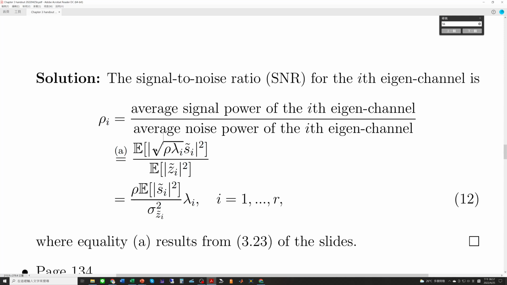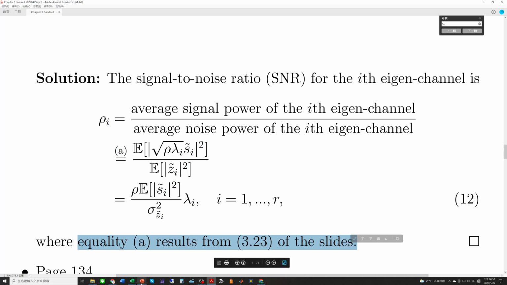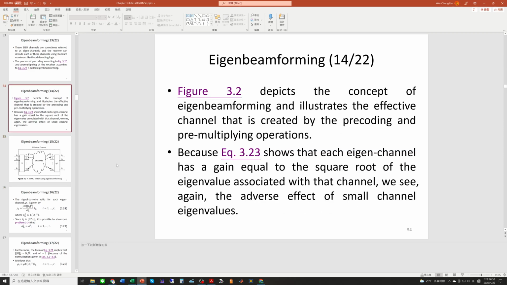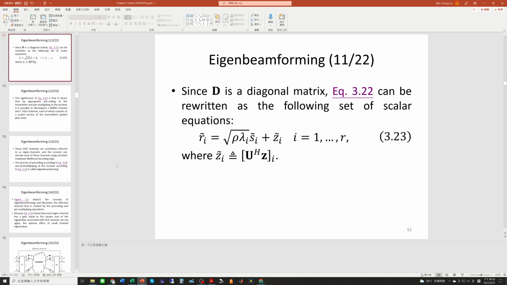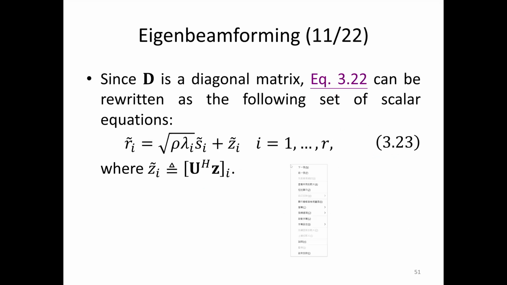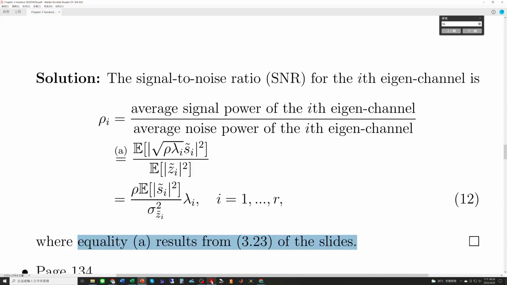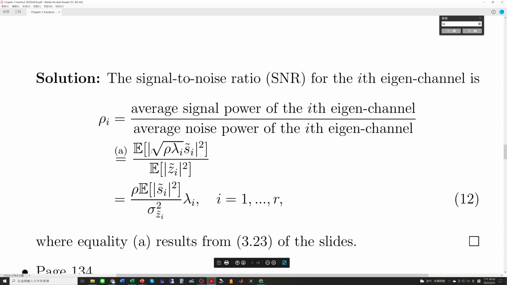Okay. So what is the signal term? Equality A results from equation 3.23 of the slides. Let us go to equation 3.23. In equation 3.23, the signal term is the square root of rho times lambda i times S tilde i, and the noise term is Z tilde i. So in the numerator, inside the absolute value, it should be the square root of rho times lambda i times S tilde i, and in the denominator, inside the absolute value, it should be Z tilde i.